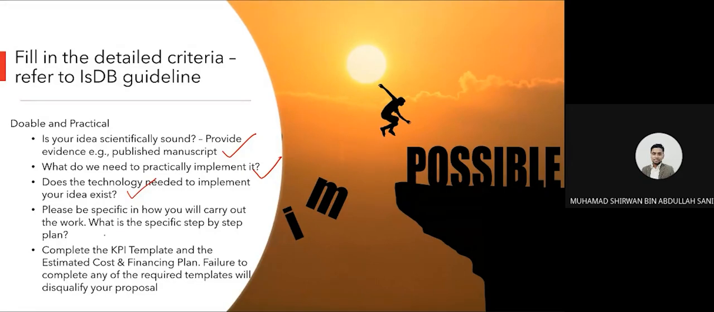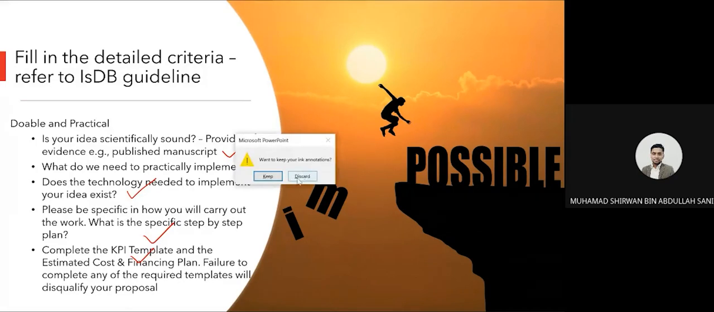And then in this doable and practical criterion for the proof of concept application, it's compulsory for you to complete the KPI template and the estimated cost and financing plan. Failure to complete any of the required templates will disqualify your proposal. So this is compulsory.